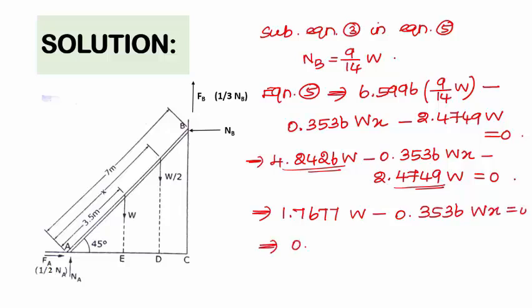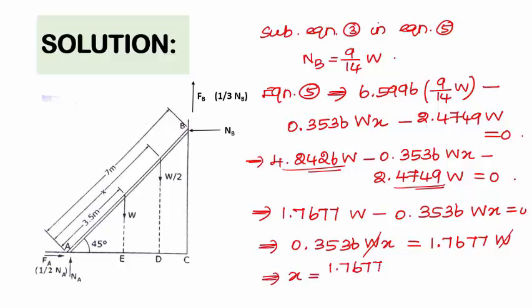Therefore, 0.3536 Wx is equal to 1.7677 W. You can cancel the W term in both the sides. So we can get the value of X as 1.7677 divided by 0.3536 as 5 meter. Okay.